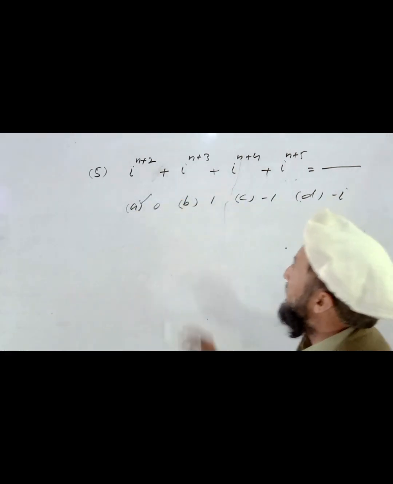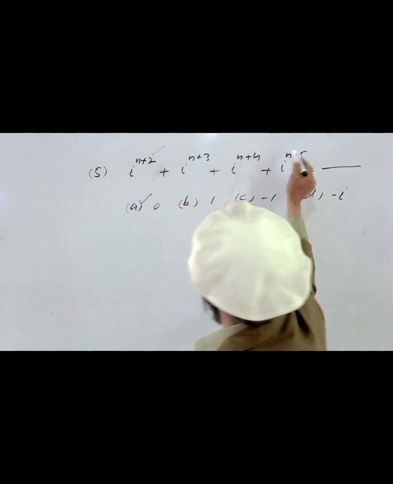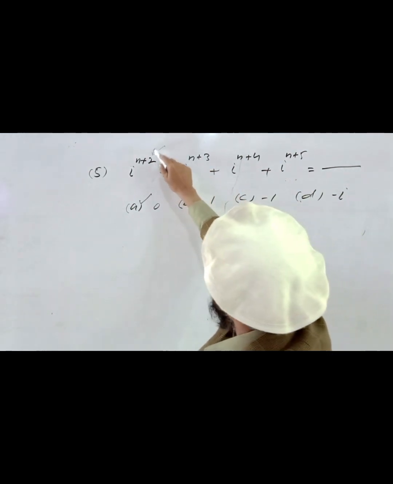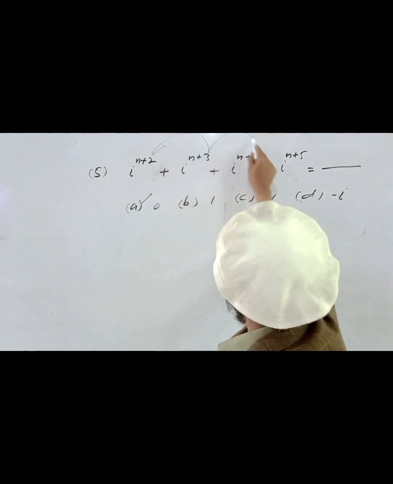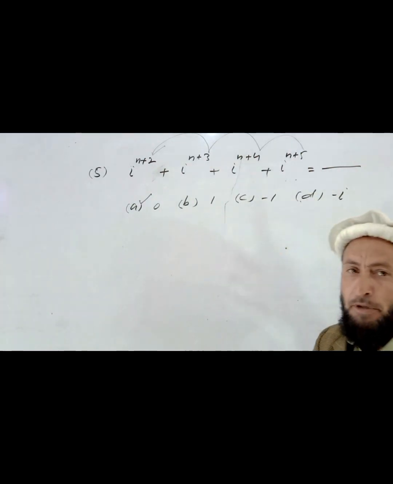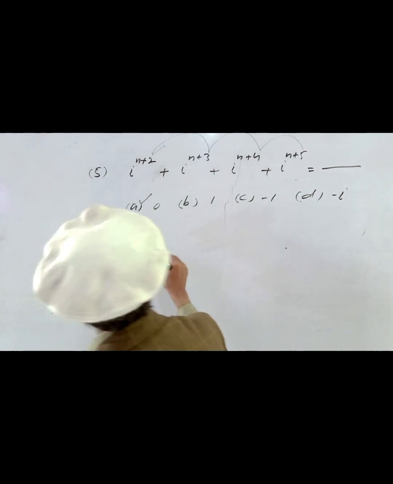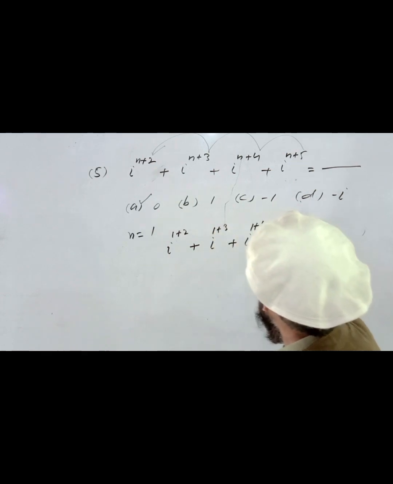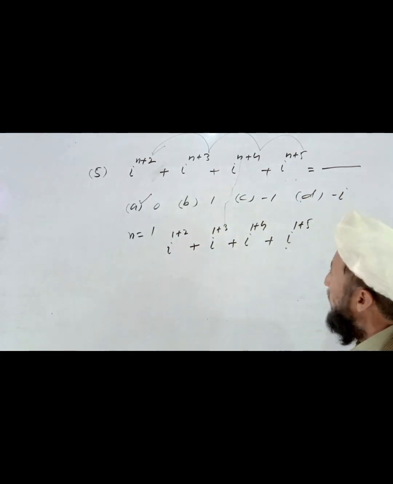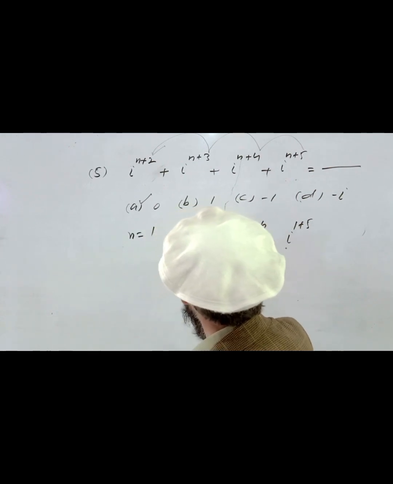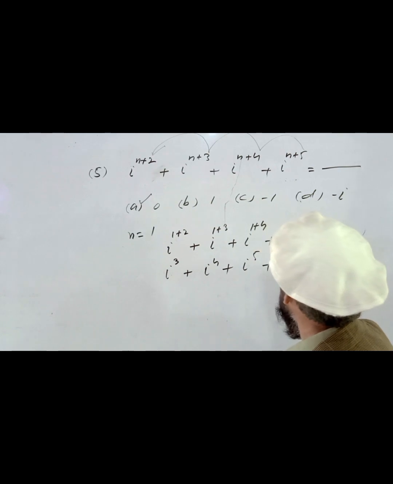Why? Because look here, n belongs to the positive integers. Here step by step they are increasing: n plus 2, 3, 4, 5. There is nothing missing in the consecutive positive integers, so the result will be 0. If we want to check, for example n is equal to 1, so i^(1+2) plus i^(1+3) plus i^(1+4) plus i^(1+5). Look here, we get i cubed plus i to the power 4 plus i to the power 5 plus i to the power 6.